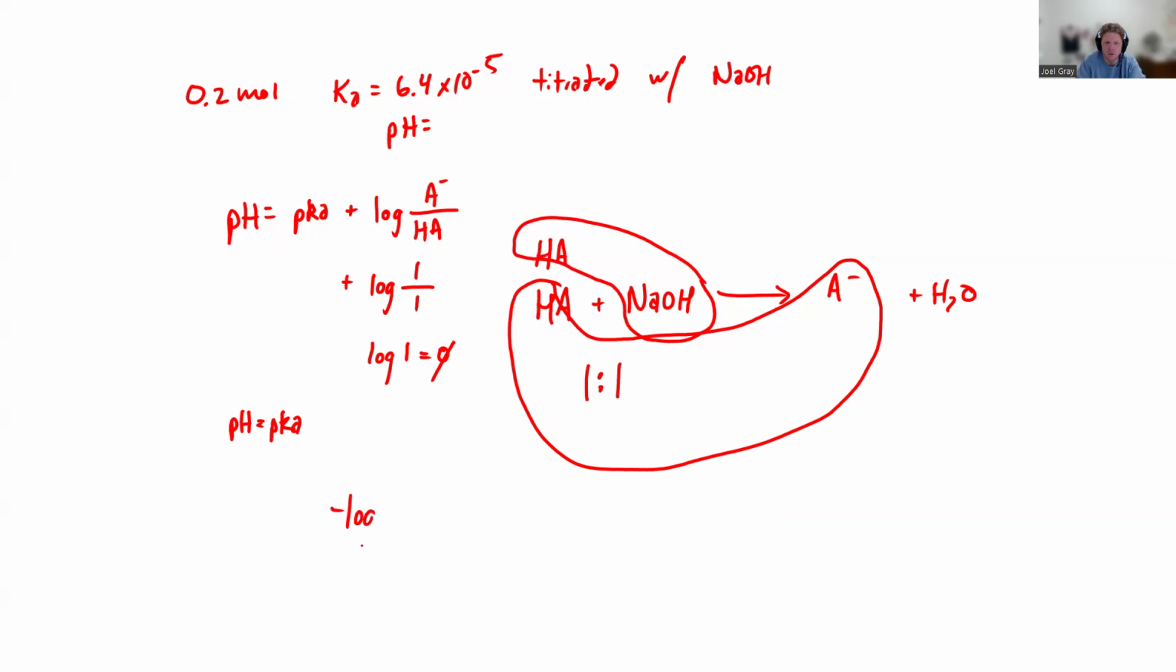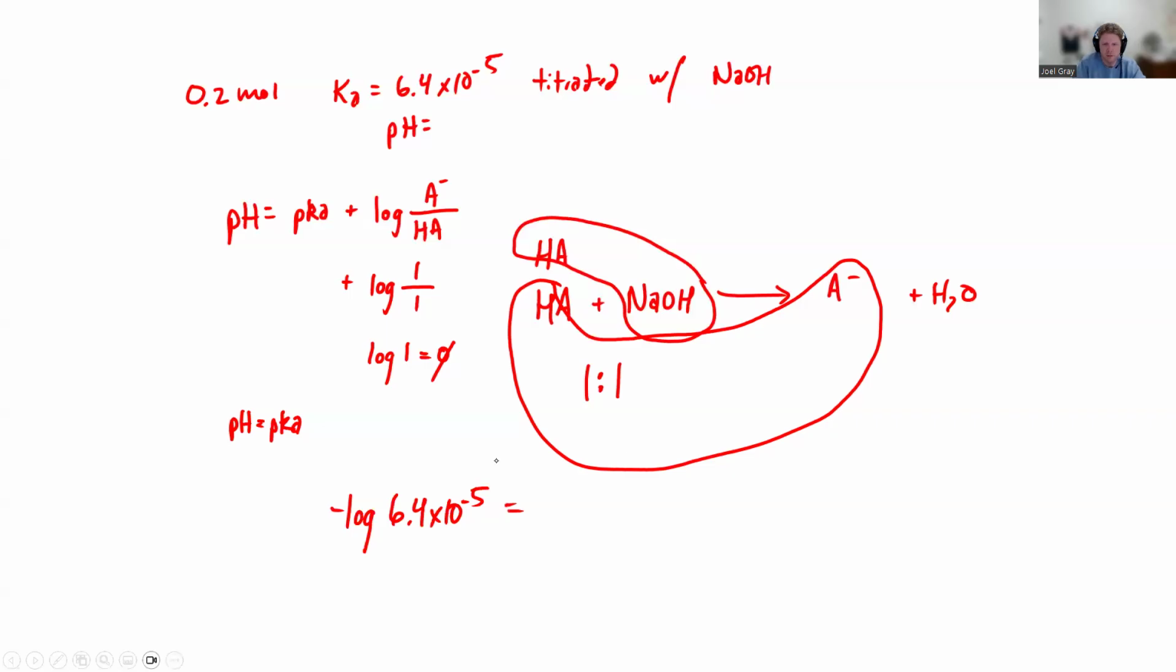So negative log of 6.4 times 10 to the negative fifth ends up being something like... I take 6.4 times 10 to the negative fifth, log that, and we get approximately 4. Oopsies. Let's go back. We get 4.2. So our answer to this question is 4.2. All right, I hope that was helpful.